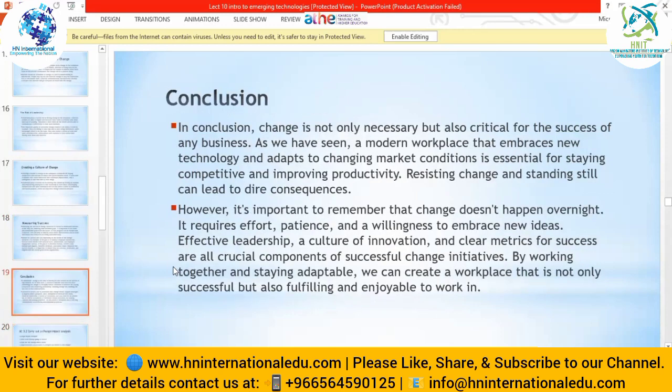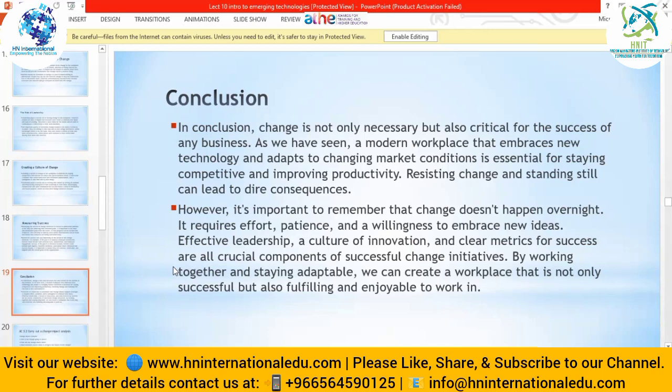Now, what is the conclusion? In conclusion, change is not only necessary but also critical for the success of any business. As we have seen, a modern workplace that embraces new technology and adapts to changing market conditions is essential for staying competitive and improving productivity. Resisting change and standing still can lead to dire consequences. However, it is important to remember that change doesn't happen overnight. It requires effort, patience, and willingness to embrace new ideas. Effective leadership, a culture of innovation, and clear metrics for success are all crucial components of a successful change initiative. By working together and staying adaptable, we can create a workplace that is not only successful but also fulfilling and enjoyable to work in.